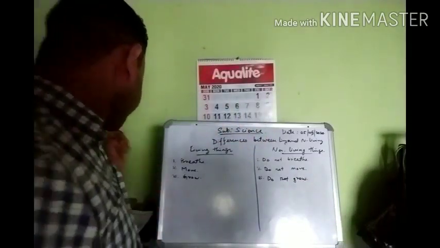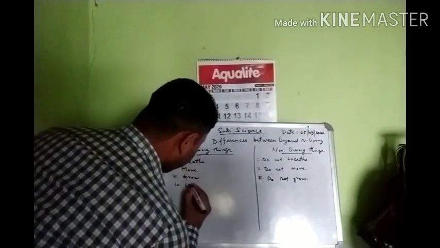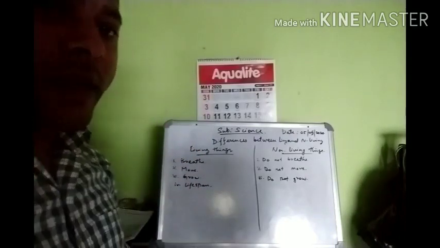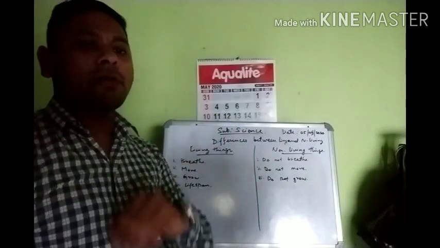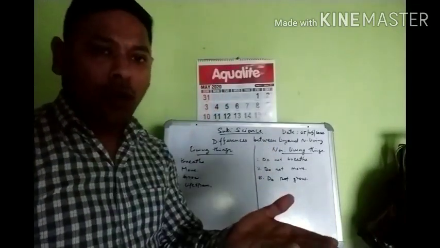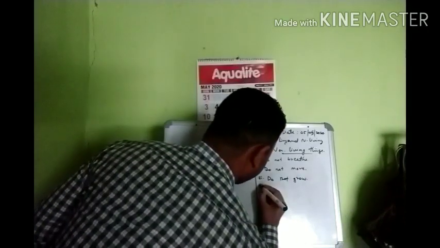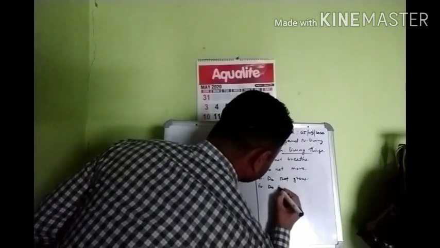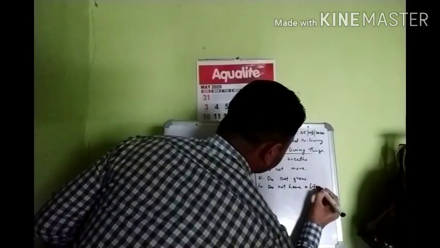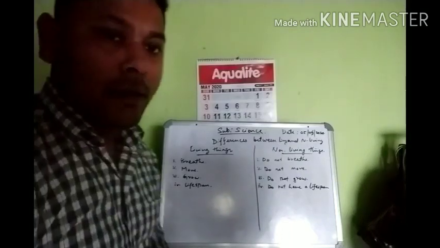Now, next, living things have a lifespan. Up to a certain limit they will be living. After that they have to come to an end. That is death. But non-living things do not grow, so they don't need any kind of lifespan. Number 4 point is they do not have a lifespan.